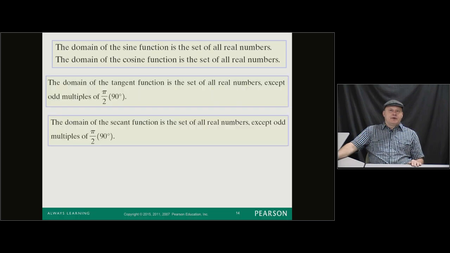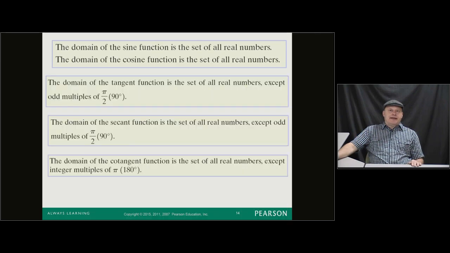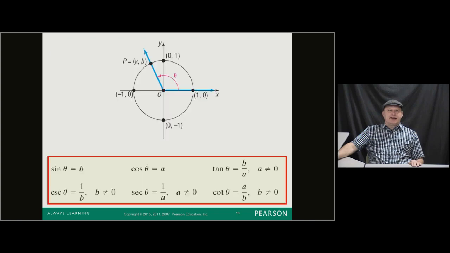Okay. Now what about the cotangent one? Well, the domain of the cotangent function is a set of all real numbers except multiples of pi, or multiples of 180 degrees. So that must mean it's undefined there because its denominator will be undefined down there. Let's go look at it again. So the cotangent, that's the right one.